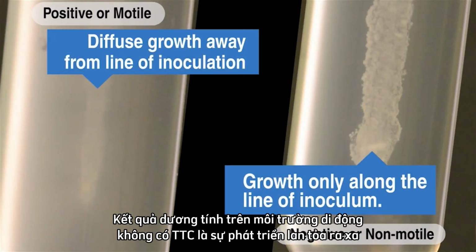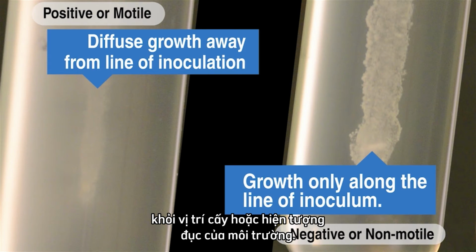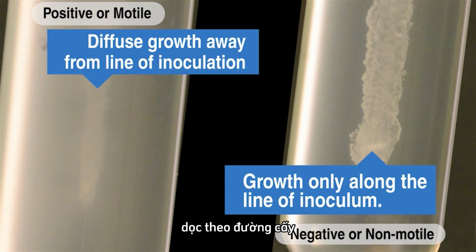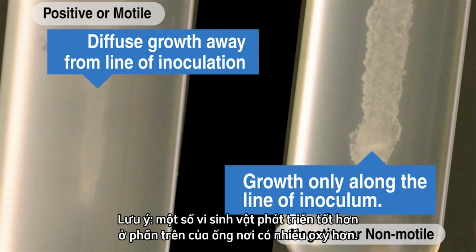A positive test in motility media without TTC is diffuse growth away from the site where the media was inoculated, or turbidity of the media. A negative test is indicated where there is only growth along the side of the inoculum and the media is clear around it. Please note, some organisms will grow better at the top of the tube where there is more oxygen.